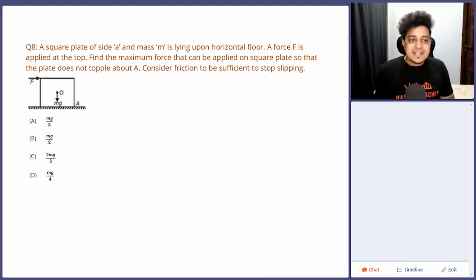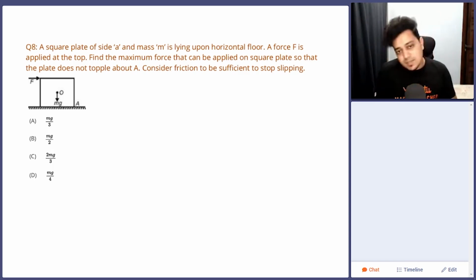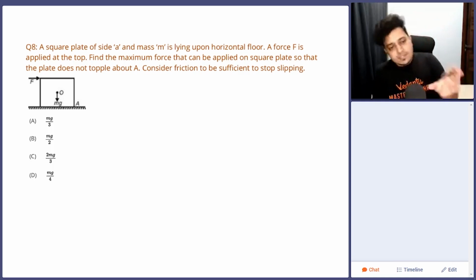A square plate of side A and mass m lying on the horizontal floor, force F is applied at the top. Find the maximum force that can be applied on the top of the square plate so that the plate does not topple about point A. Okay, so question of toppling. Then consider the frictional force to be sufficient enough to stop slipping. Okay, so it will not slip, it will just topple.